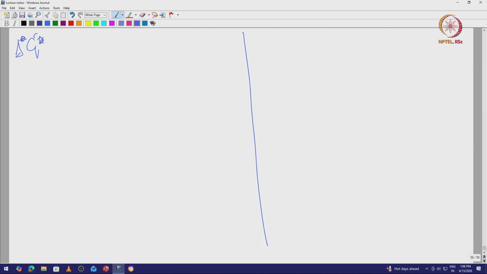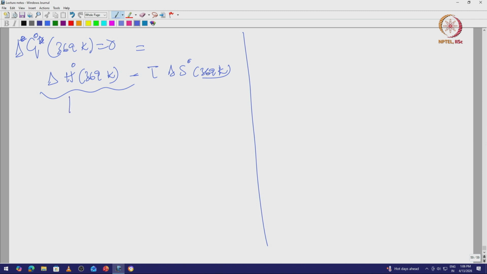naught of the reaction at 369 Kelvin is 0, and that is equal to delta H naught of the reaction at 369 Kelvin minus T delta S naught of the reaction at 369 Kelvin. At 369 Kelvin, what is delta H of the reaction? This is the latent heat of phase transition, because there is a phase transition happening at 369 Kelvin. So, delta H naught of the reaction at 369 Kelvin is nothing but the latent heat of phase transition.